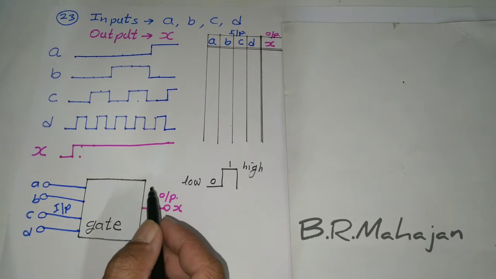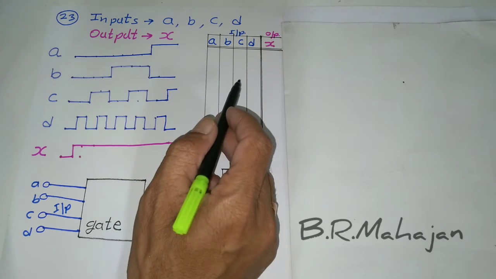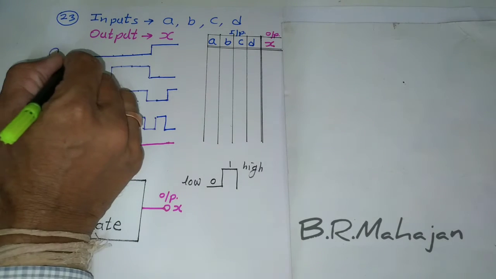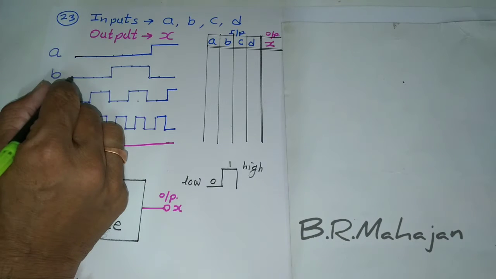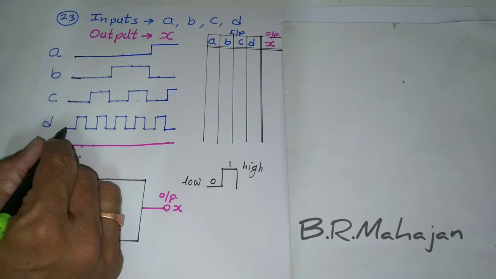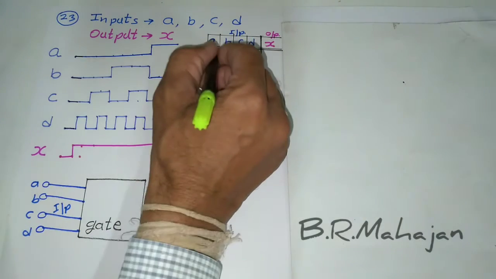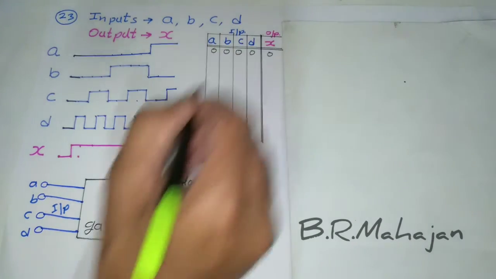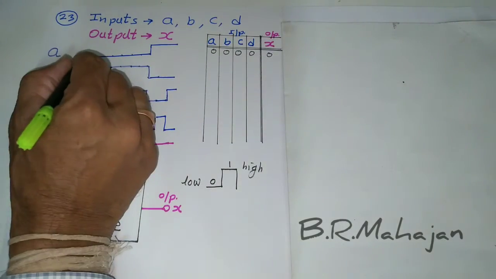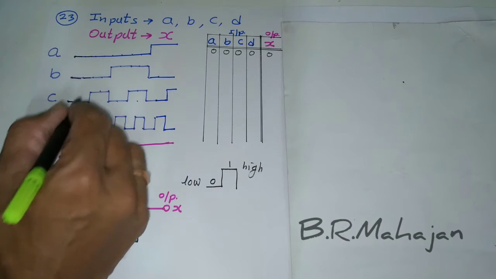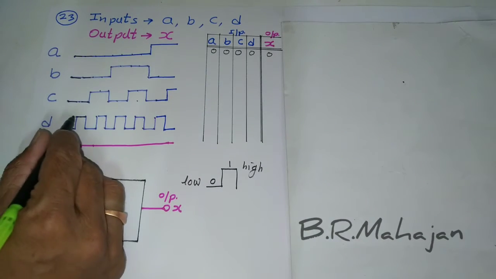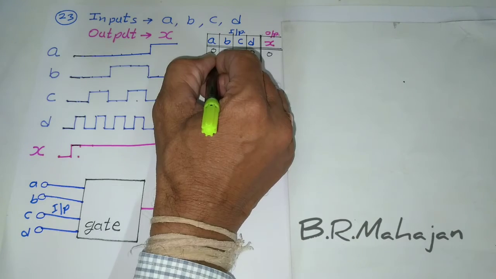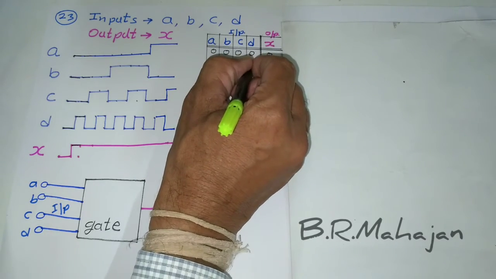Let's represent this input and output in terms of a truth table by giving the binary values 0 and 1. As we can see here, A is 0, B is 0, C is 0, D is 0, and X is also 0. What next? A is still 0, B is 0, C is 0, but now D is 1. What about X? X becomes 1 now. Therefore A is 0, B is 0, C is 0, D is 1, X is 1.